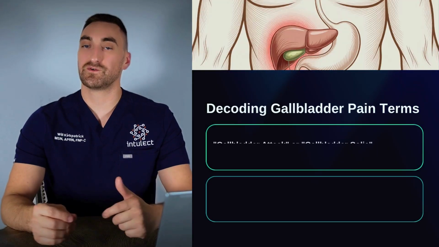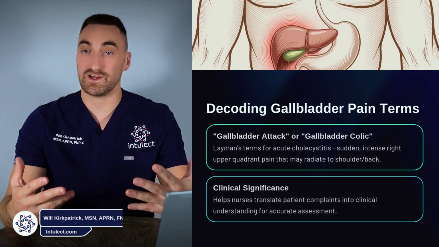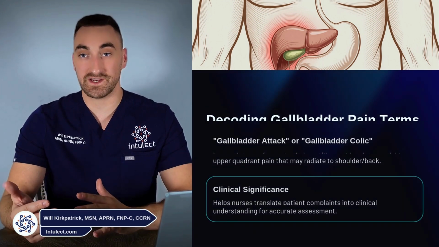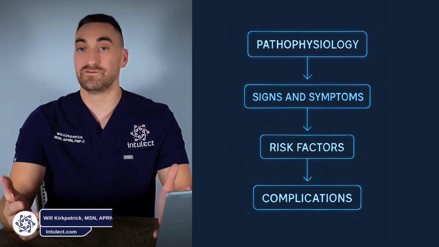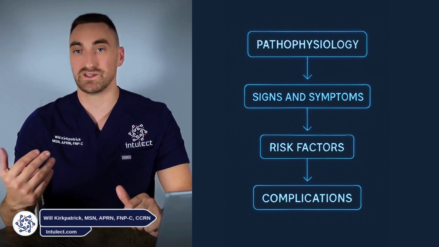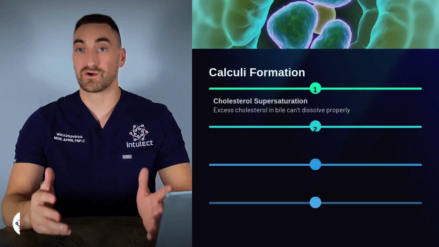So the general term you may hear out there is like a gallbladder attack or gallbladder colic. This is usually related to cholecystitis. So we're going to go over the pathophysiology first, and then we can go straight into signs and symptoms, risk factors, and complications. So you'll hear the word calculi.